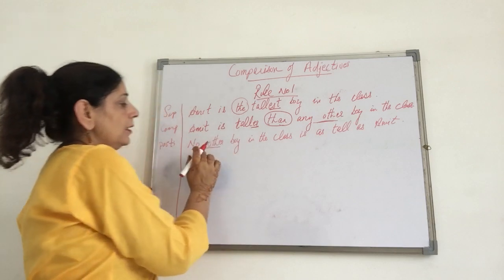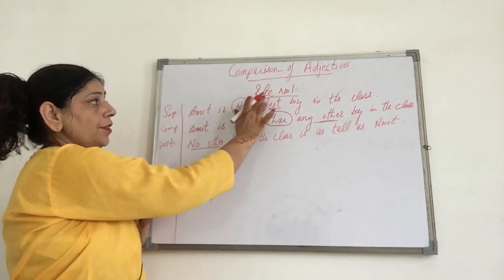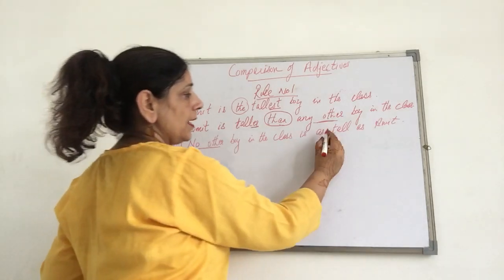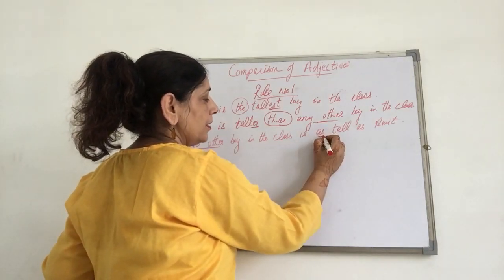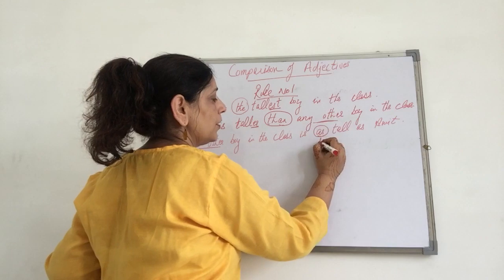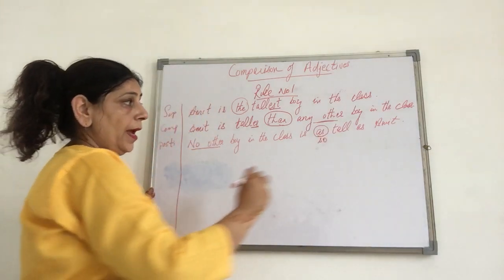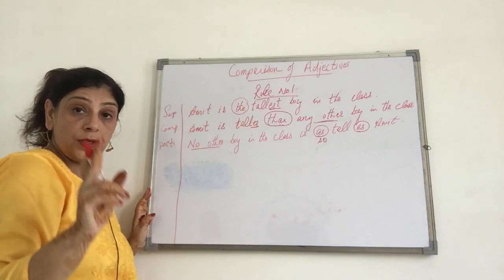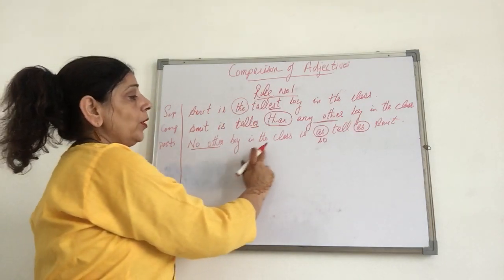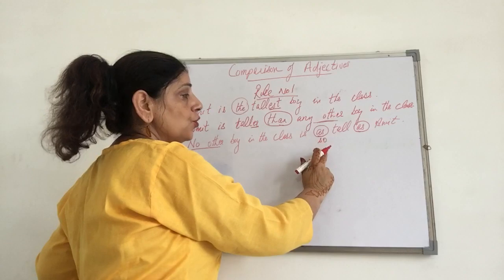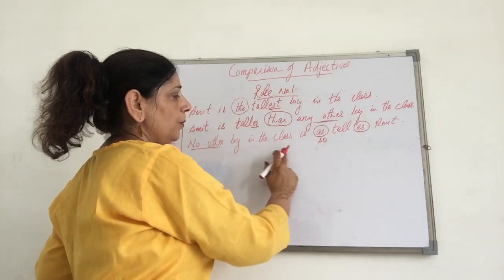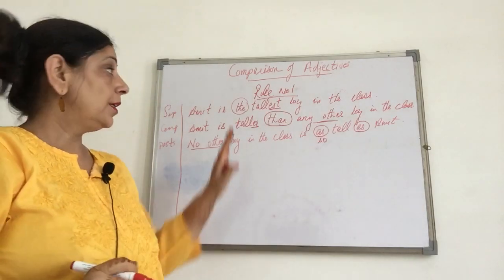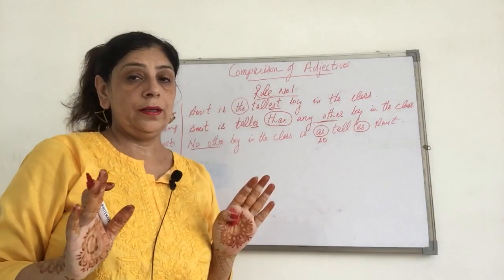This is the compulsory word of positive degree in rule number 1. Boy in the class is as. Somewhere, instead of as, we can also use the word so. And this as is the compulsory word of positive degree. No other boy in the class is so tall as Amit, or no other boy in the class is as tall as Amit. This all is rule number 1.